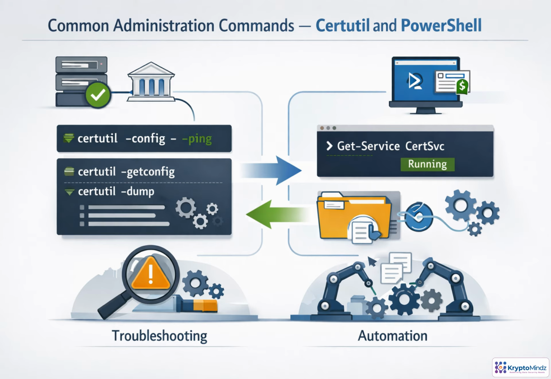Certutil is your direct command line interface to the CA. Start with certutil -config, -ping to confirm the CA is reachable. Then use certutil -getconfig to see which CA you're connected to, and certutil -dump for detailed configuration and status, very useful for troubleshooting. PowerShell complements this. Get-Service certsvc quickly shows whether the CA service is running, and PowerShell scripts let you automate these checks and build repeatable administrative workflows.